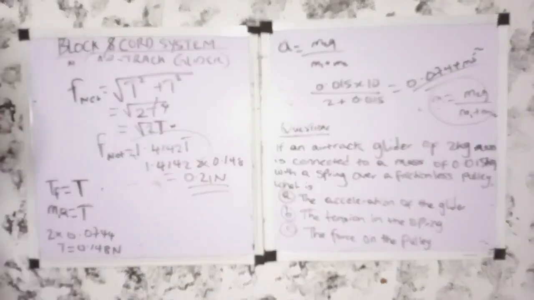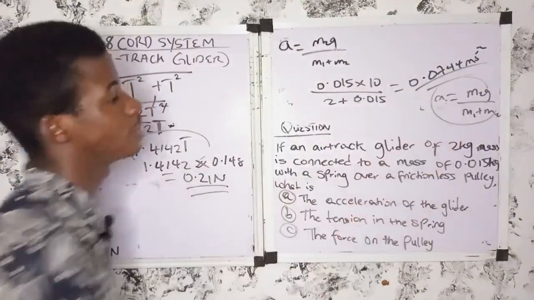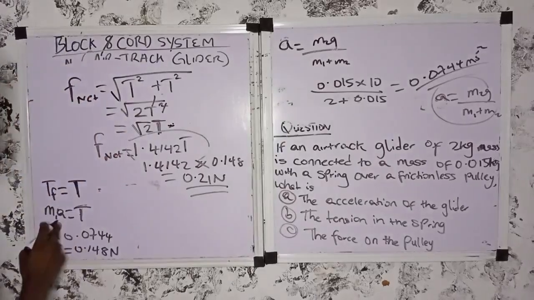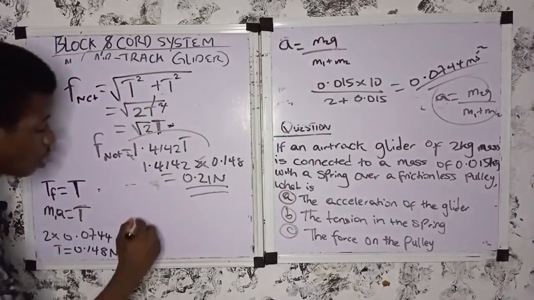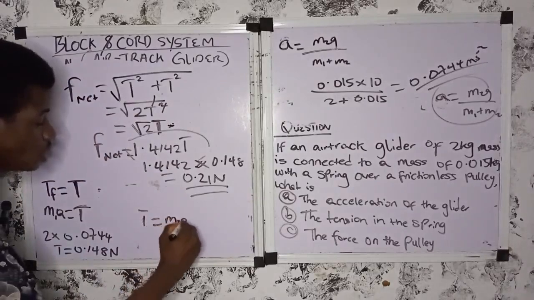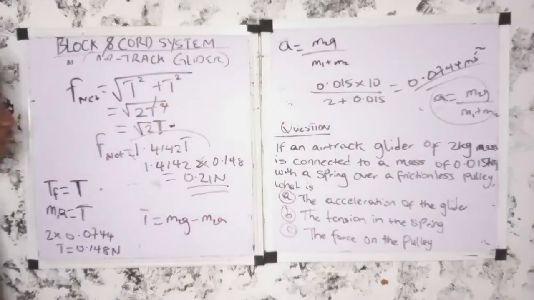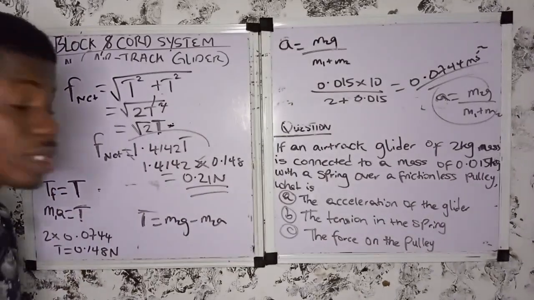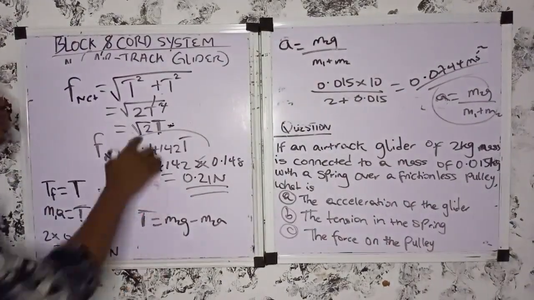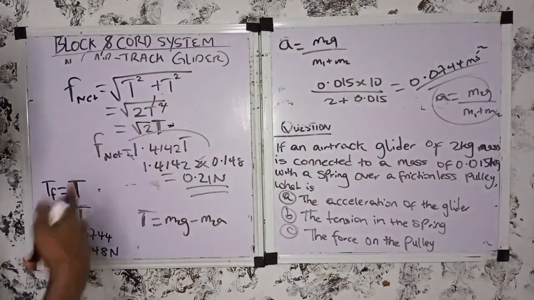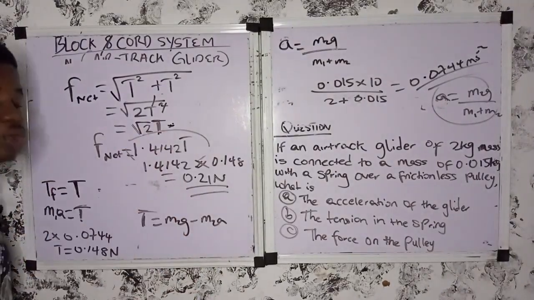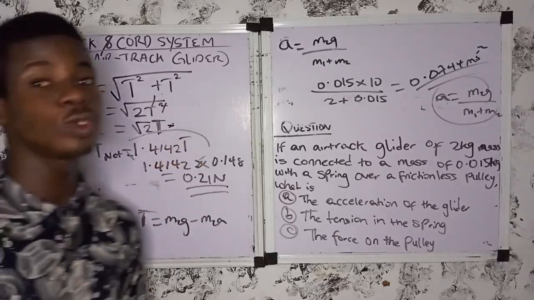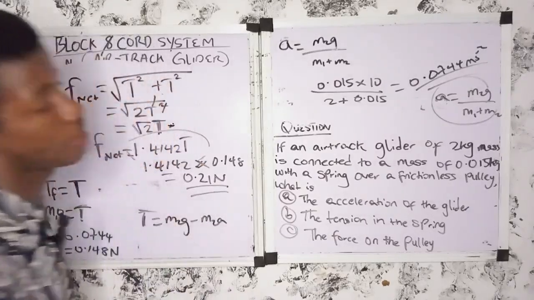So it's very easy. This is the formula to calculate the acceleration, this one to calculate the tension, or you can use T equals M2G minus M2A for the tension. Then the total force acting on the system is root 2 T, or 1.4142 times the tension. That is it. Now let's move to the next applications.